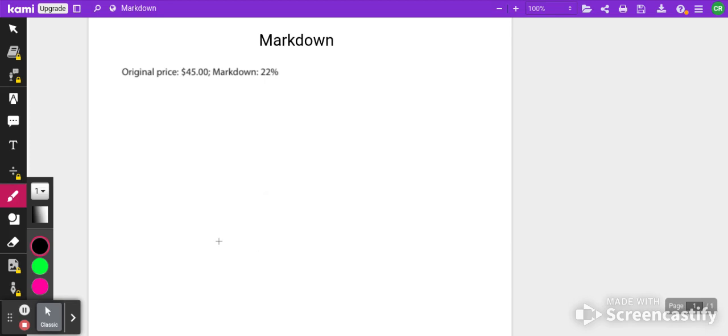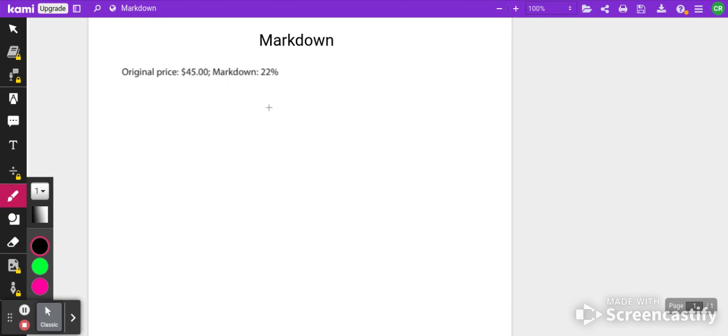Markdowns are the same thing, except instead of the price going up, the price is going to go down. So if they put an item on sale, say you're going to buy a jacket, they mark it down 20%, that's a sale on the item and you're going to pay less than what it was originally marked. So here's an example of markdown. The original price is $45 and they're going to mark it down 22%.